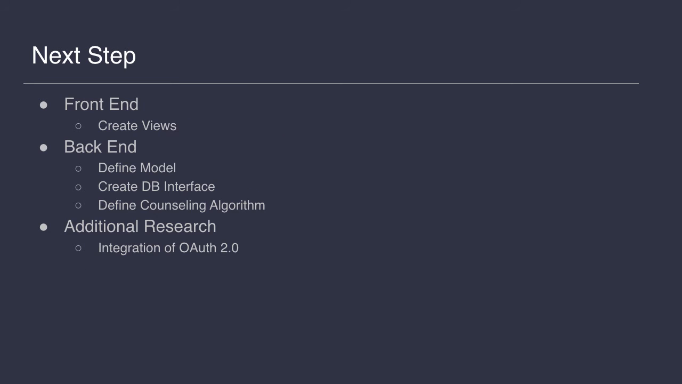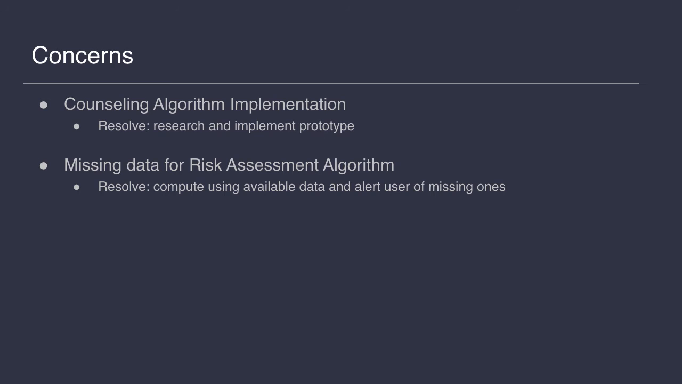For our next step, we need to create the views for the front end, and in the back end, define the model, create the DB interface, and define the counseling algorithm. We also need to research integration of OAuth 2.0. The two major concerns are how the counseling algorithm works and what to do with the missing clinical data. For the former, we will need to do more research and implement a prototype. To resolve missing data, we plan to compute using only available parameters and alert the user of the missing ones.